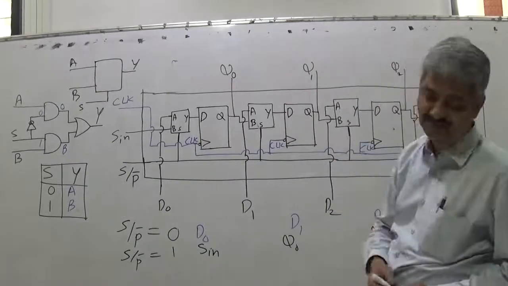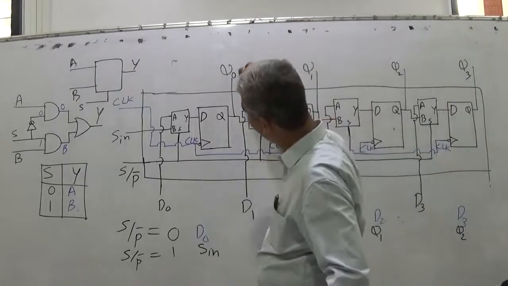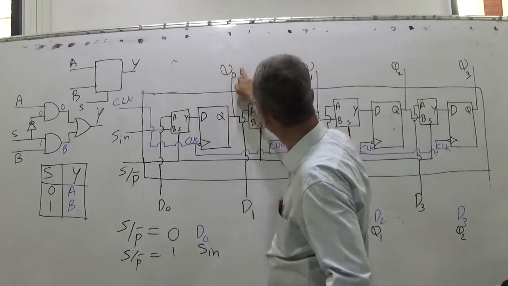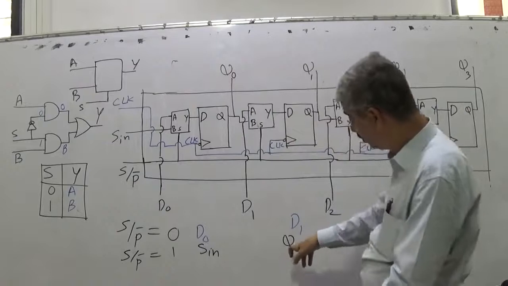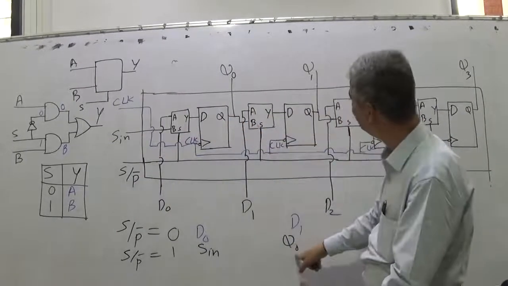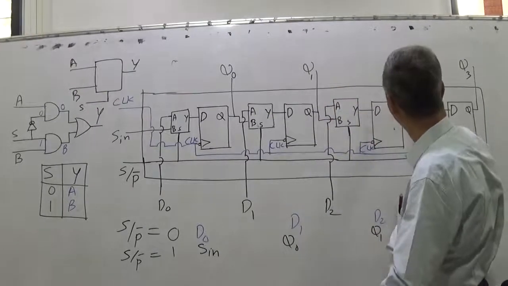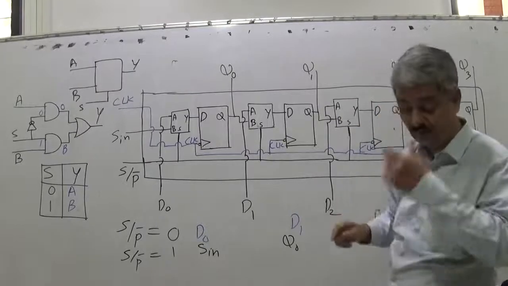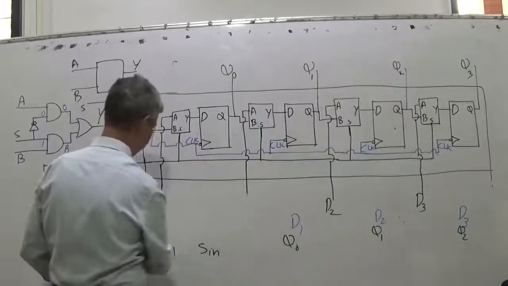So when S oblique P bar is 1, it is called serial mode. In serial mode, what will happen? When the clock comes, this S in will be transferred to Q0. Q0 will transfer to Q1. So S in will come here, old Q0 will come here, old Q1 will come here, old Q2 will come here. I will show it again by taking an example.